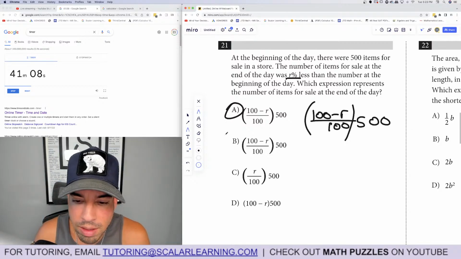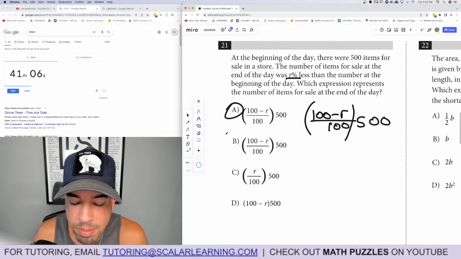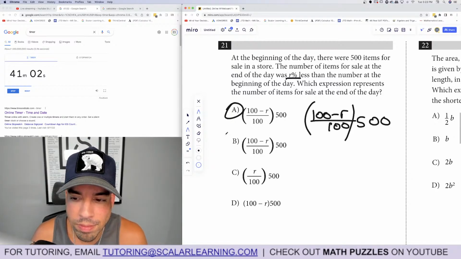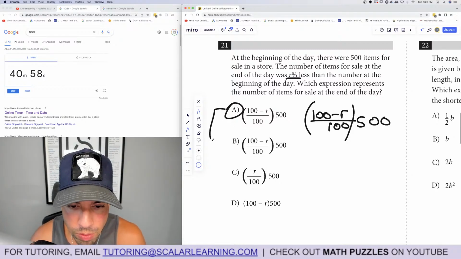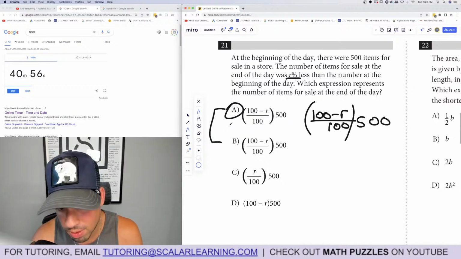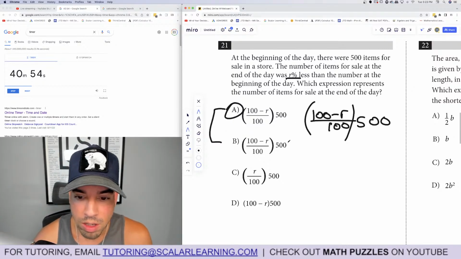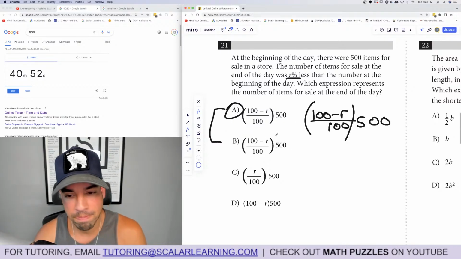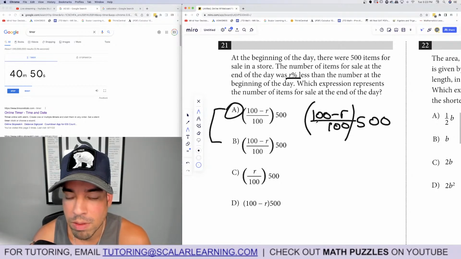What's the difference between A and B? Oh, I think this is a mistake, because they're both literally identical. So it's one of these two. I'll just randomly circle A. Even if it's B, obviously, we're not marking that wrong because this is a misprint.